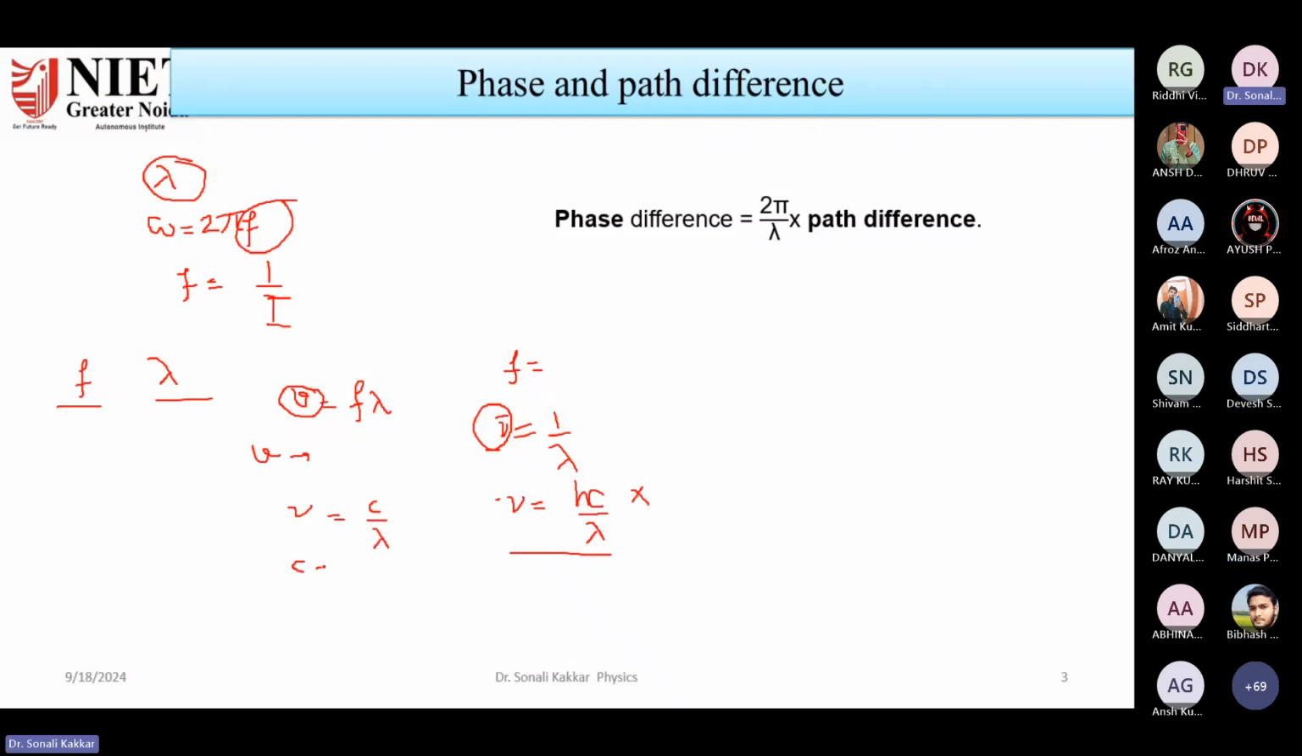Or you can write c is equal to nu into lambda. What is c? Speed of light. In someone's background, there is noise coming out. So please mute the concerned person. Mute yourself. Okay, so what you see? Speed of light. So why we are writing c here? Speed of light here.